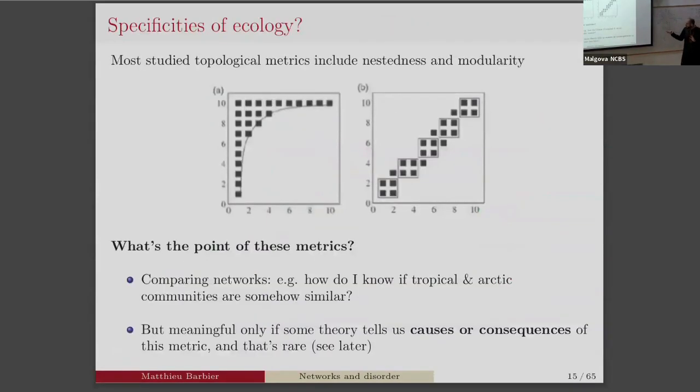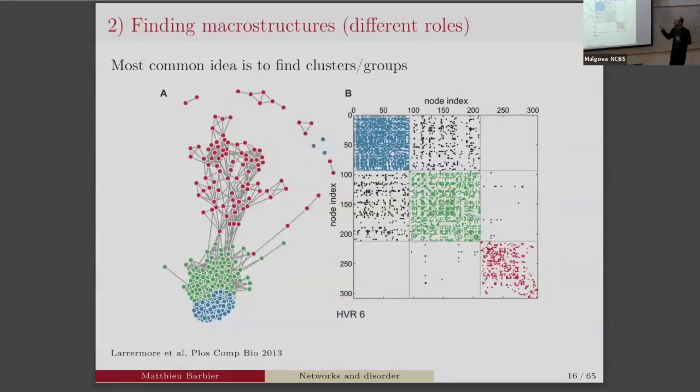Before I go into causes and consequences, I'll tell you the other option, which is finding macrostructures. So I have a complex network, but somehow I can cluster it into a few important roles, let's say. Let's say those are all plants, those are all herbivores, and those are all carnivores, and there are some interactions outside. There are well-established statistical methods to do that.